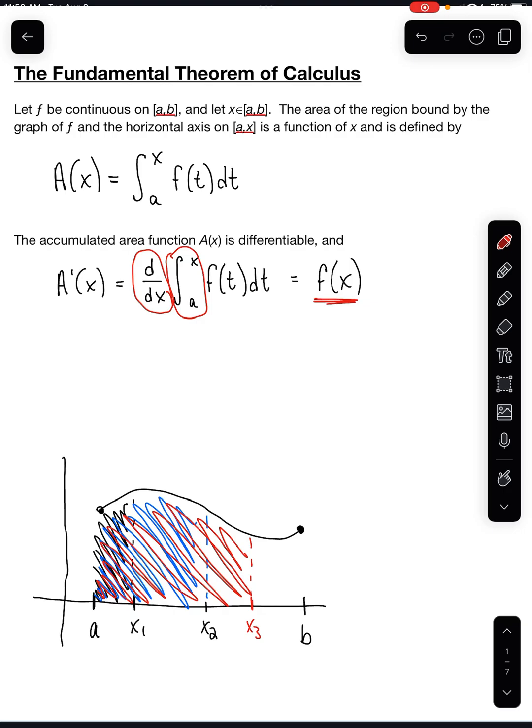So if we start with the function f, integrate it, and then immediately differentiate it, we get right back to where we started. What this tells us then is that definite integration and differentiation are inverse processes of each other. This first part of the fundamental theorem of calculus unifies the concept of a definite integral with a derivative.